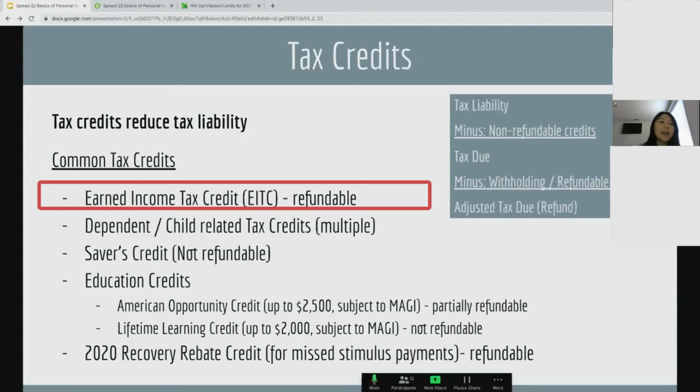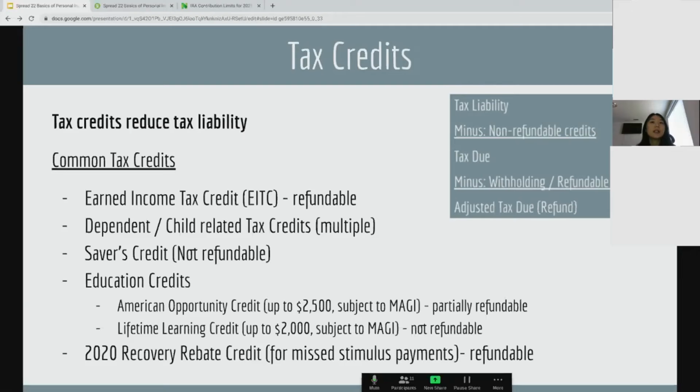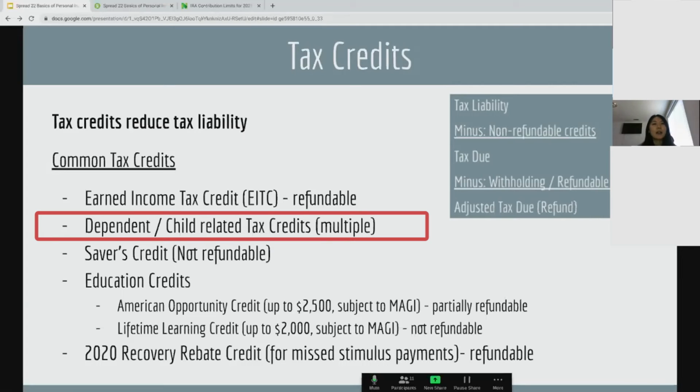There are also a lot of dependent and child credits. I'm not going to go over them because there are at least 2, and I think most of us might not have a child and might not have a dependent. So if you think you qualify for these, please look them up.